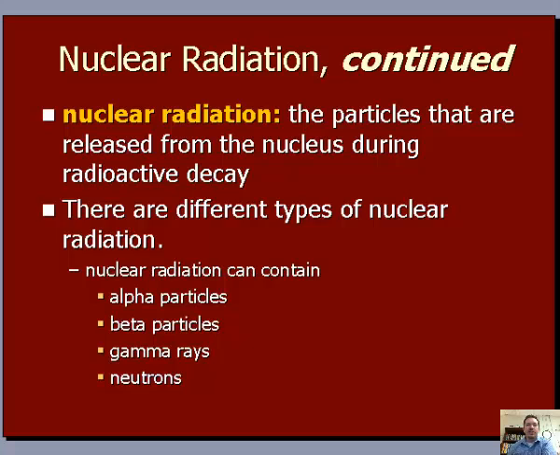Nuclear radiation is the next definition: particles that are released from the nucleus during radioactive decay. There are different types of nuclear radiation. They can contain things like alpha particles, beta particles, gamma rays, and neutrons. We're going to look at a few of these in turn.